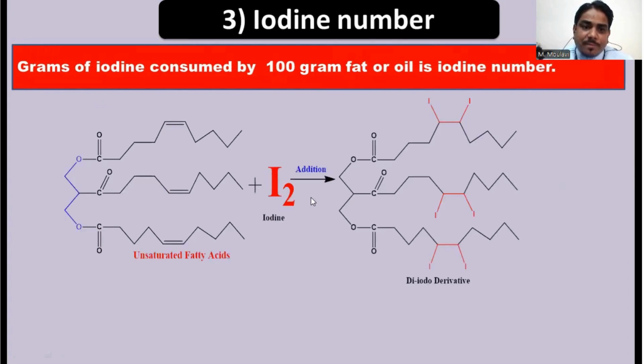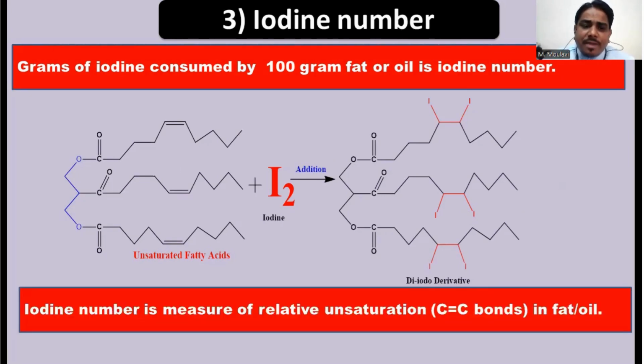This is an unsaturated fat containing a number of carbon-carbon double bonds. So unsaturation is represented by this carbon-carbon double bond. In this unsaturated fatty acid, the carbon-carbon double bond undergoes addition with molecular iodine to form the diiodo derivative of the fats or the oil. So here iodine number is a measure of relative unsaturation, meaning carbon-carbon double bonds in fats or oil.